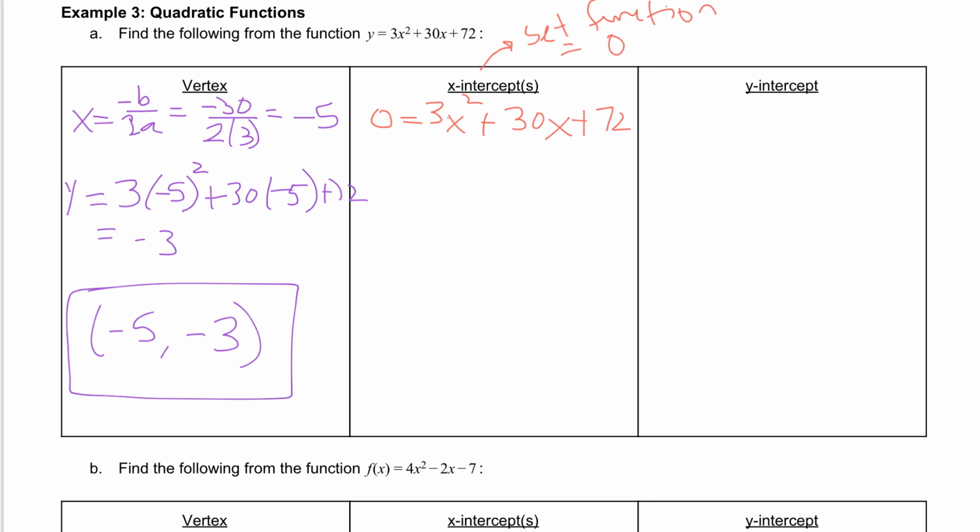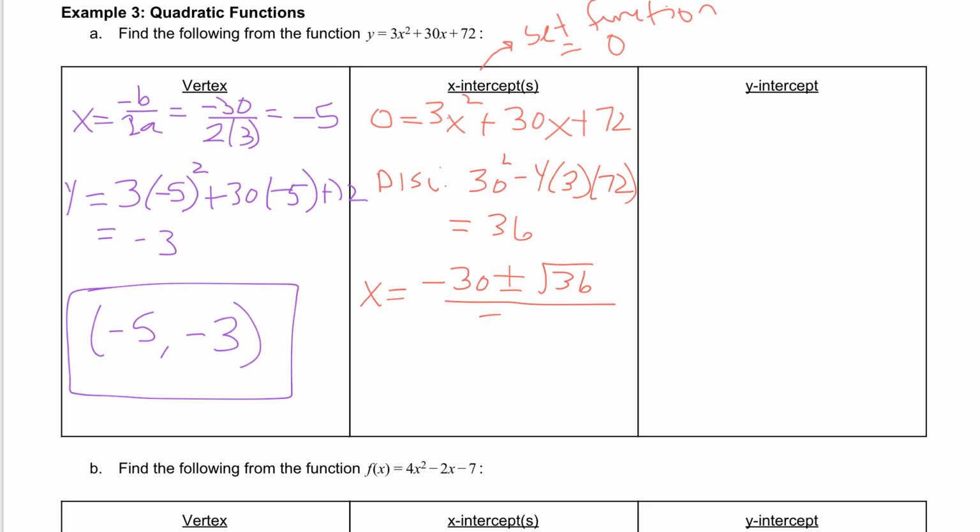First thing I'm going to do is find my discriminant. And my discriminant is going to be b squared, so 30 squared, minus 4 times a times c. And I get my discriminant to equal 36, which I should recognize as a perfect square, telling me that I'm going to get some nice answers for my x-intercepts. And I get x equal to the opposite of b, so negative 30, plus or minus the square root of 36, divided by 2 times a.